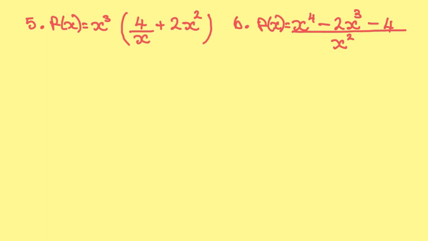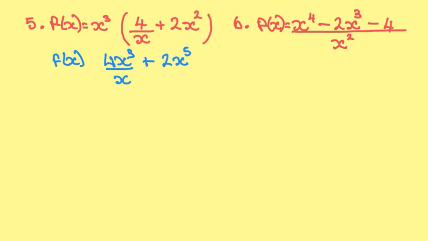Question 5. We have two functions multiplied together. Later on in the course you will learn the product rule, but we don't know that yet, so we're going to have to multiply the two functions together. So we get f of x is equal to x cubed times 4 is 4x cubed over x plus 2x squared times x cubed gives us 2x to the power of 5. Remember, you add the powers together.